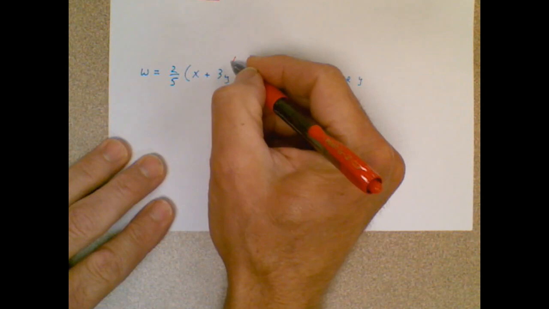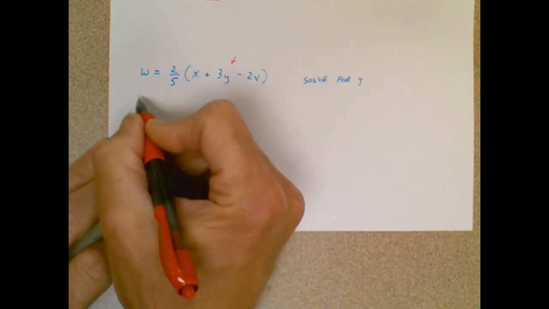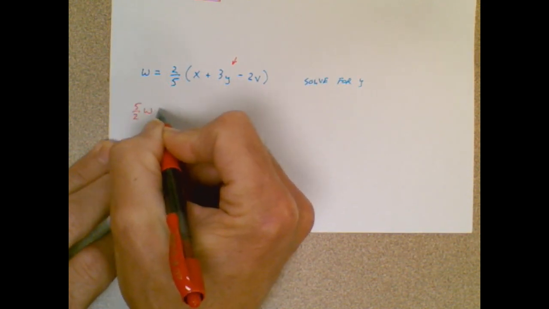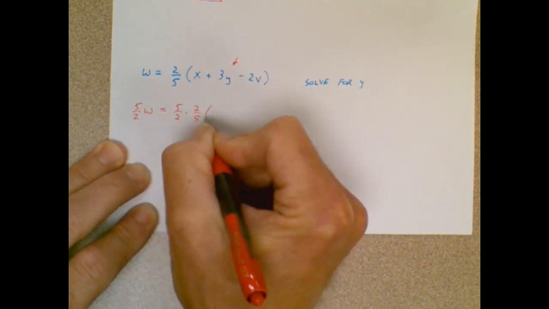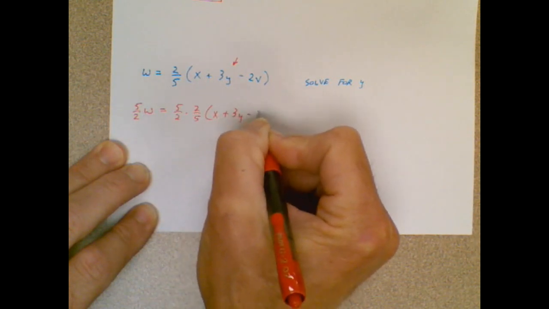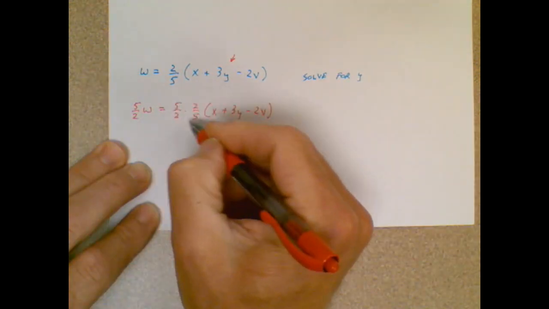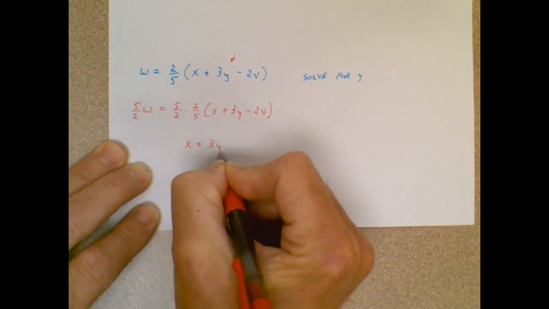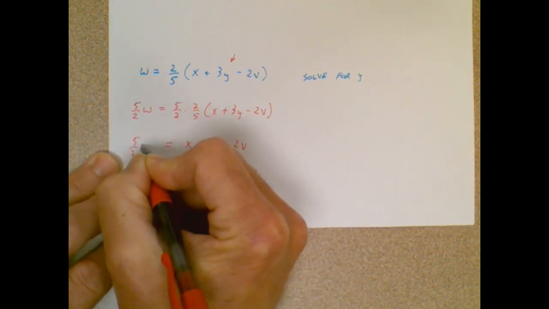I want to solve for y. I have a fraction. I'm going to multiply by the reciprocal on each side. I'm going to abbreviate this now. I'm going to go faster. So now by multiplying by the reciprocal on each side, these two fractions are going to reduce or multiply to 1, and I'm just left with x plus 3y minus 2v equals 5 halves w.